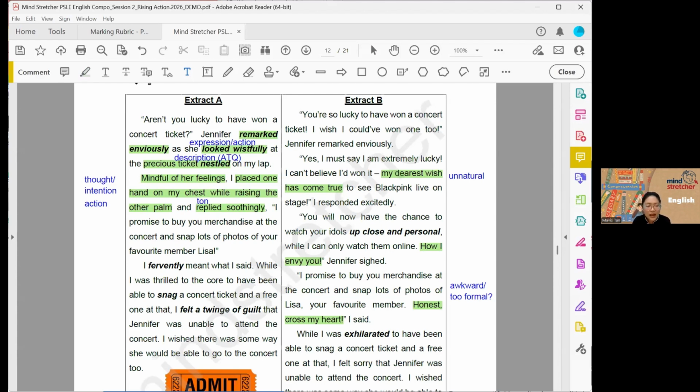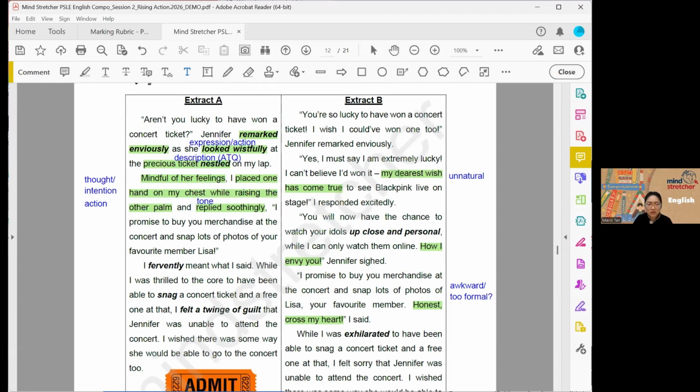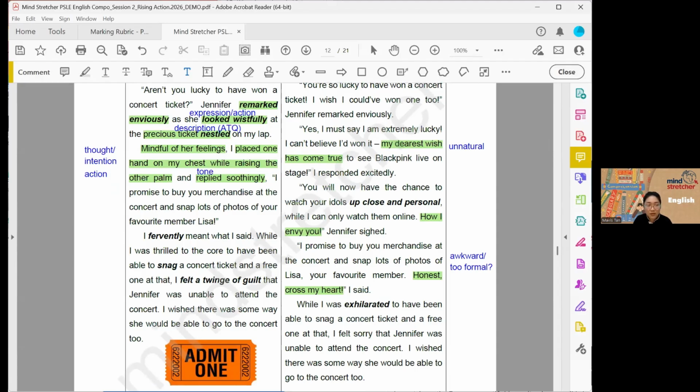So the right tone. I promise to buy you merchandise at a concert and snap lots of photos of your favorite member, Lisa. Okay? So with all these, doing this doesn't look strange anymore. Okay? I promise I'll do this. Then I don't go into dialogue. This is the dialogue, I promise. I fervently meant what I said.